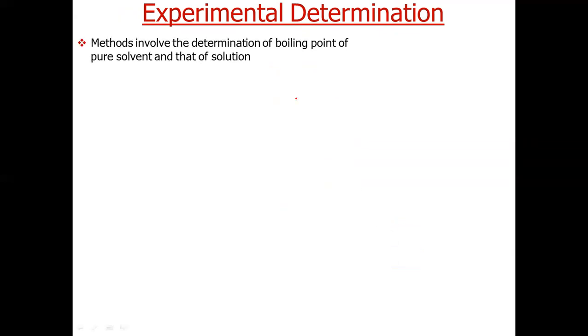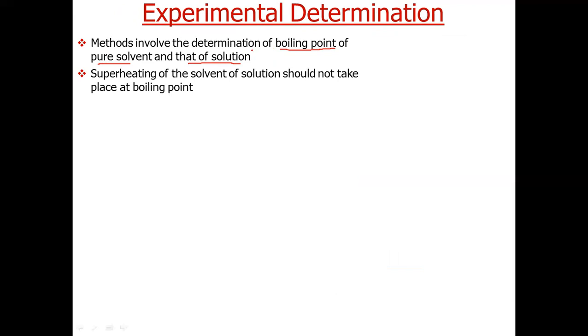So, to determine elevation in boiling point, we should know the boiling point of the pure solvent and that of the solution. If you know their boiling points, their difference will give us the elevation in boiling point. But we have to consider many precautions while noting the boiling point of liquids. First is superheating of the solvent. We should not overheat it above its boiling point.